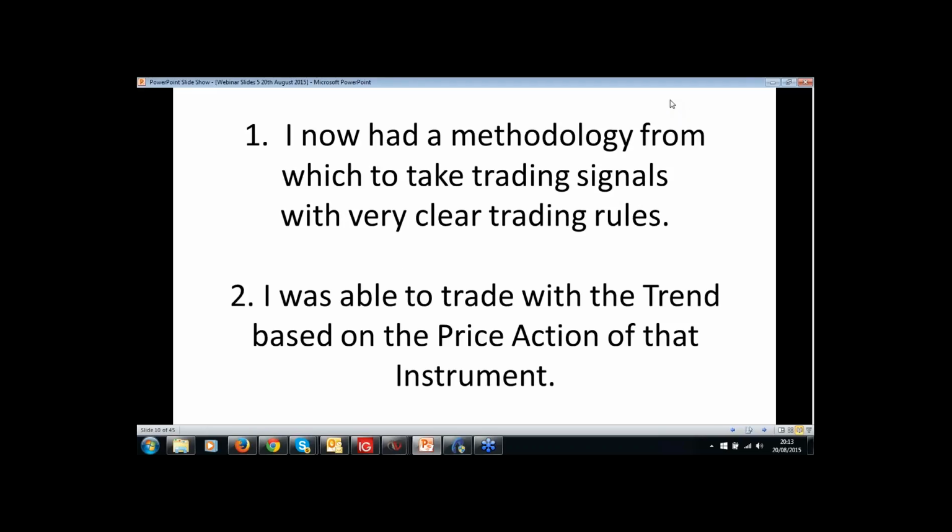Now, why did it make a difference? Well, firstly, I now had a methodology from which to take trading signals with very clear trading rules. That was the first major difference. I now was able to say, right, there's more buying pressure than selling pressure, so this particular instrument should go up, or there's more selling pressure than buying pressure, therefore it should go down. And secondly, I was able to trade with the trend based on the price action of that instrument.